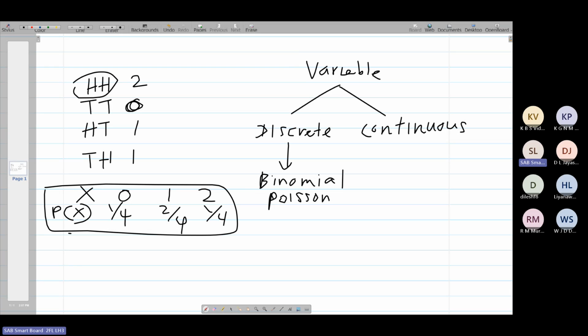If the random variable is a continuous one, meaning mass, height, weight, these kinds of variables, they are continuous variables. These variables follow the normal distribution. It's clear? In this lesson we will study the normal distribution.